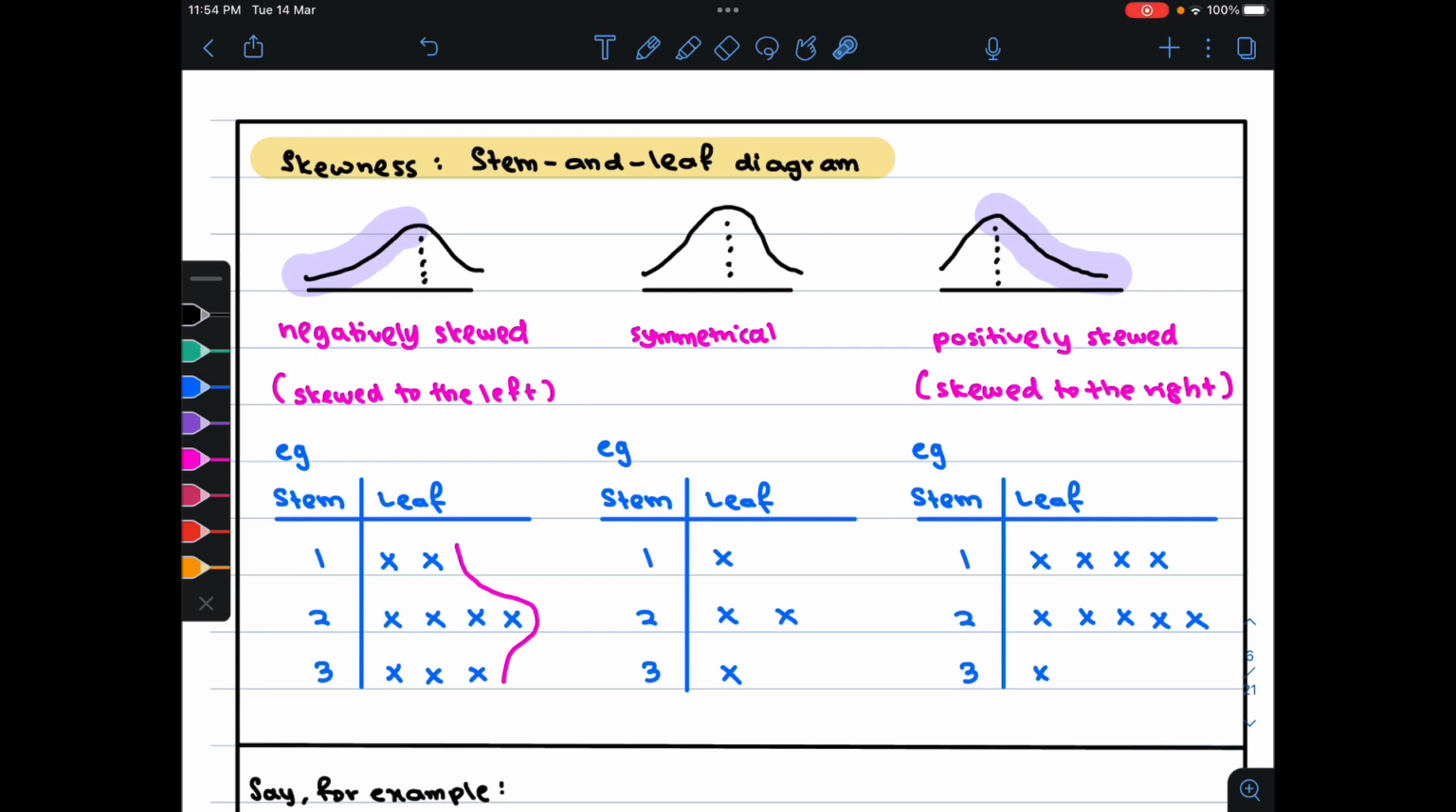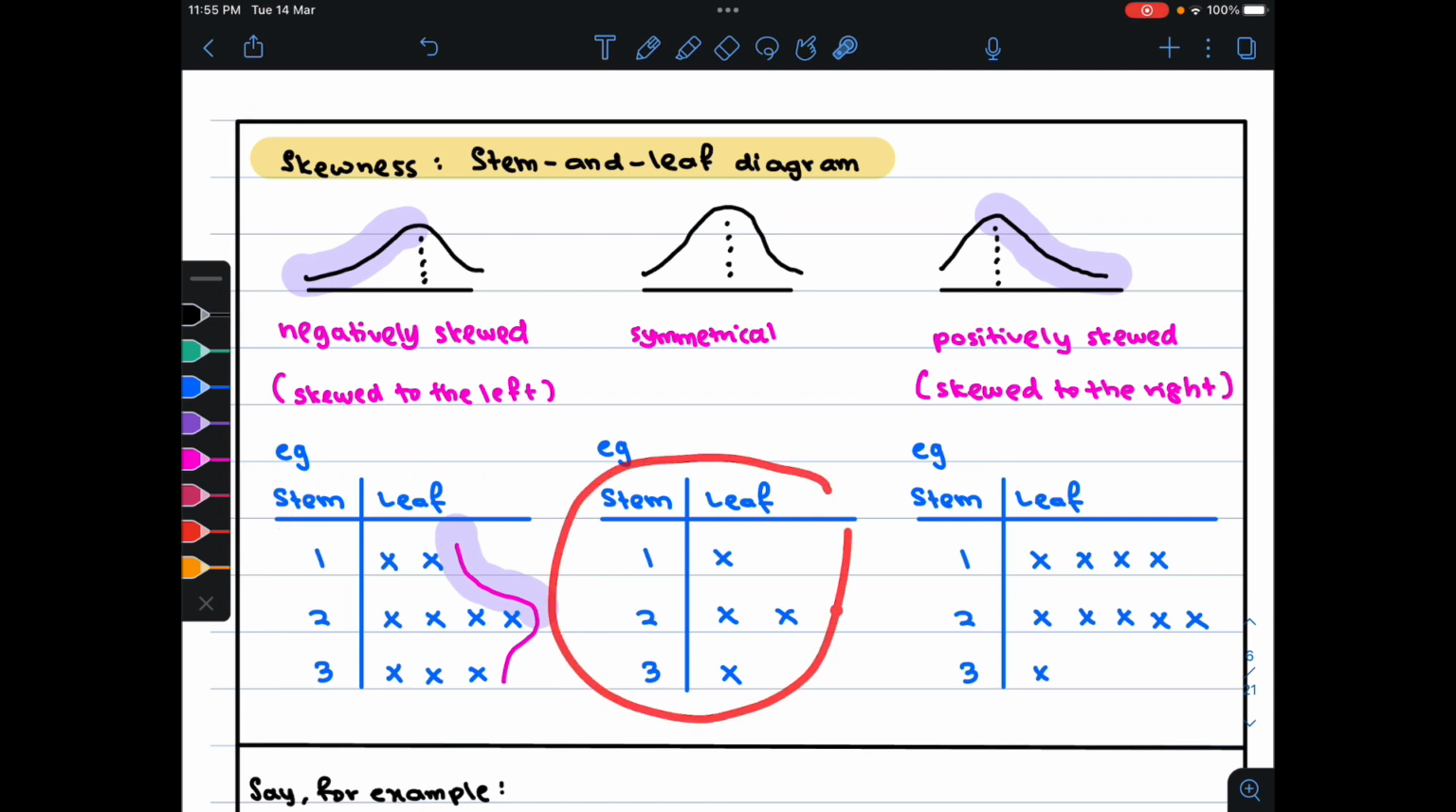And as you can see, this is the group where you have the highest number of data. So this will be the center of the distribution. So what you're gonna do here is you're gonna tilt your head to the right 90 degrees. If this is the center, you can see that the left tail is longer compared to the right tail. And hence, this stem and leaf diagram is said to be negatively skewed.